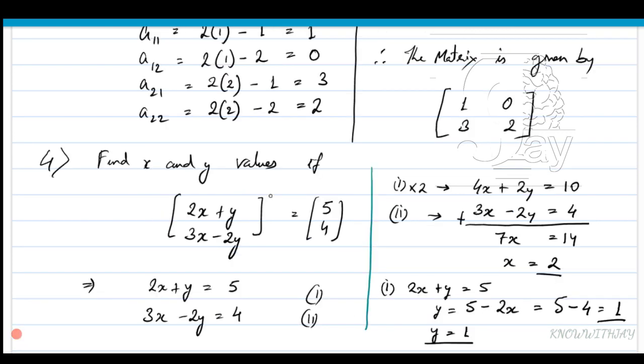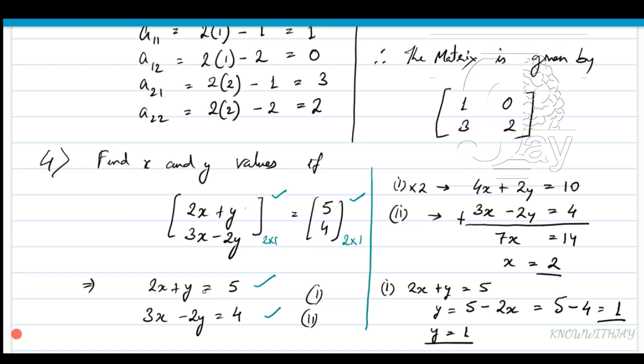Now in the next question, we have two equal matrices, and we need to find out the values of the variables x and y. We can see that the first matrix and the second matrix are both of the order 2 by 1. Now since these matrices are equal, we can equate the corresponding elements and find out the values of x and y. So we have 2x plus y equals 5 and 3x minus 2y equals 4. So these are two simultaneous linear equations with two variables.